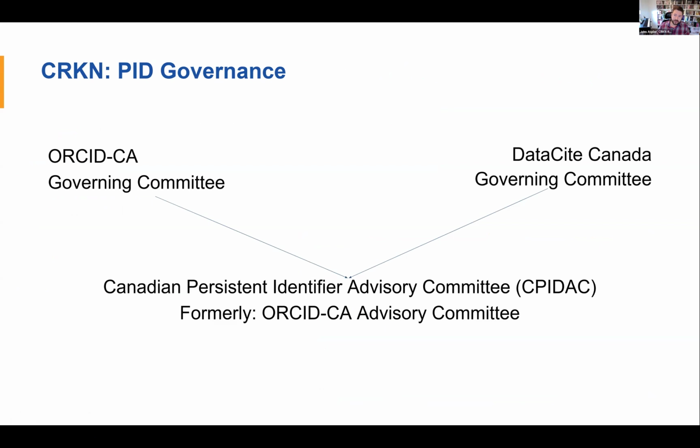Very briefly, I mentioned that we have 3 persistent identifier committees that we run at CRKN. There's a governing committee for ORCID Canada and a governing committee for DataCite Canada. They have a very similar structure, which includes 9 elected voting members and a 10th voting member who is from the advisory committee. They share an advisory committee called the Canadian PID Advisory Committee, the CPDAC. The chair and the vice chair of that committee sit on either of the ORCID CA or DataCite Canada governing committees. And the CPDAC is ever expanding.